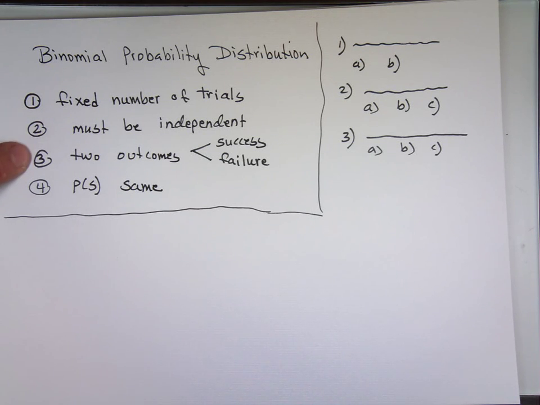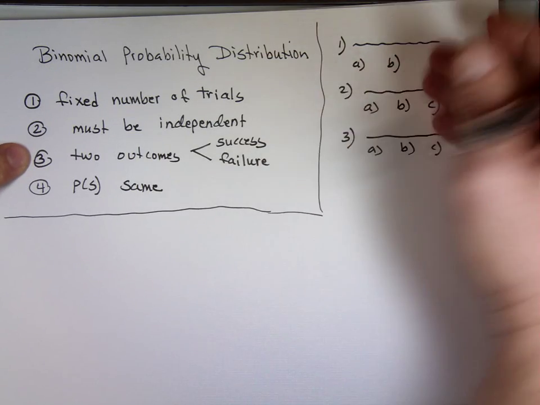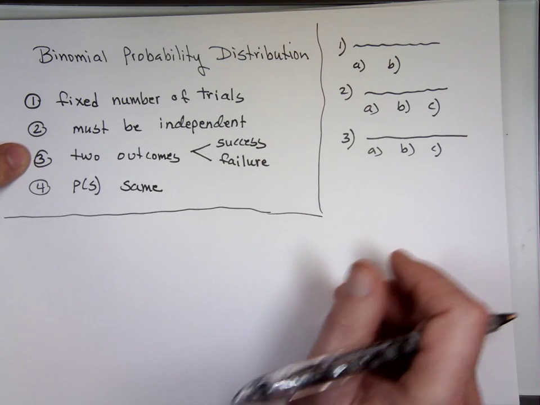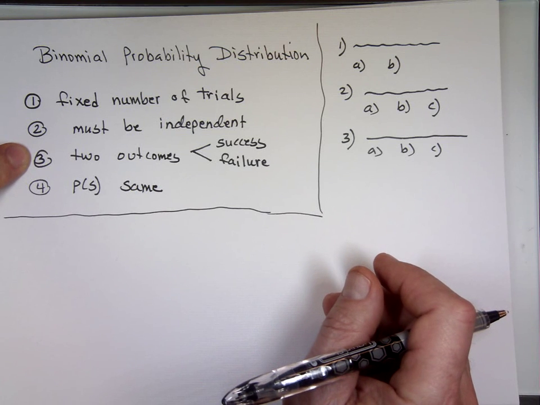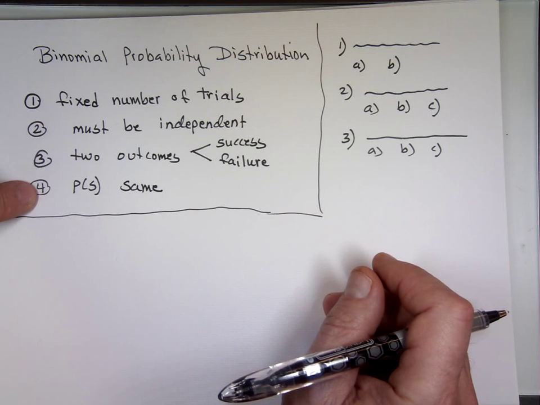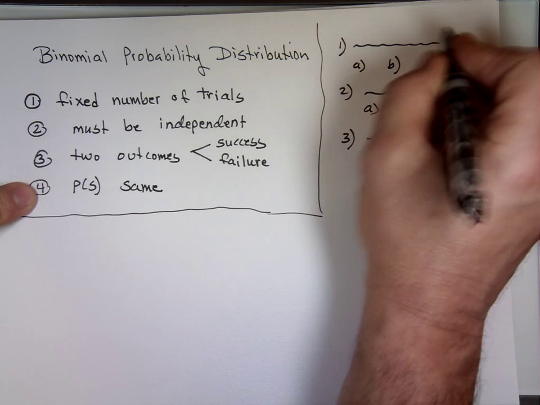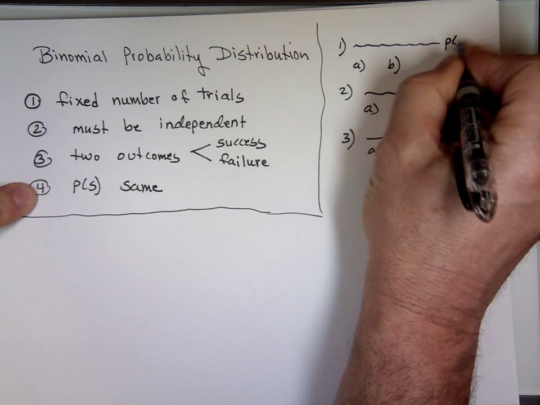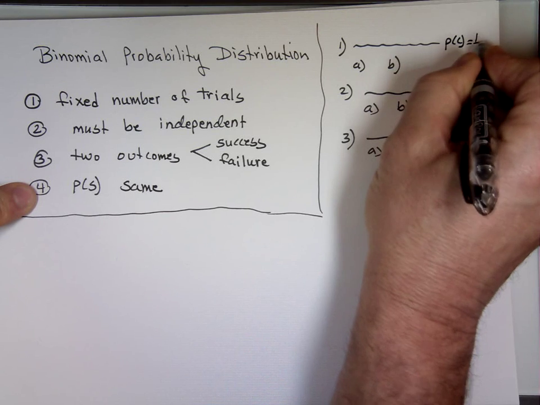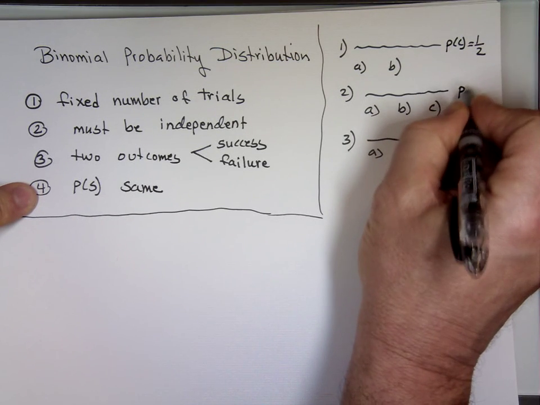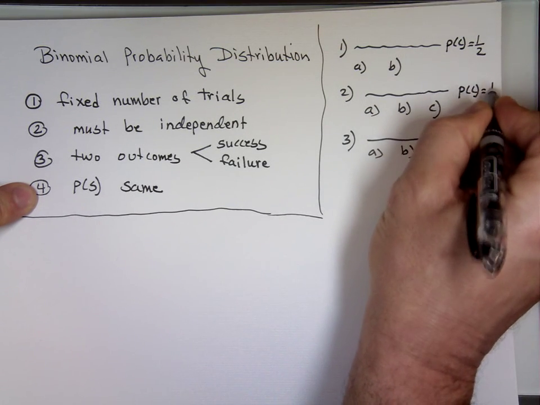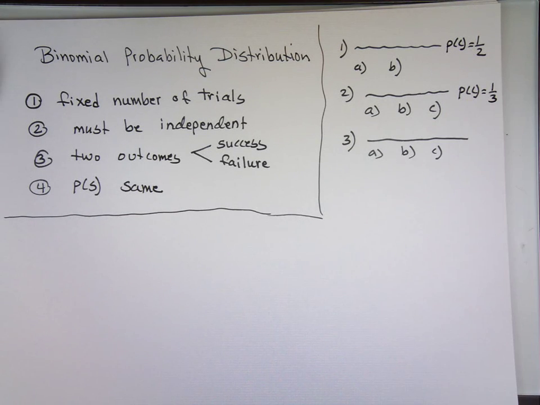And we have two outcomes. Well, they're not two. There are three outcomes here, 3 and 2, but you can reduce them to two outcomes, as Trent said, success and failure. But here's where they fail. The probability of success must remain the same. What is the probability of guessing the correct answer here? 1/2. What's the probability of guessing the correct answer here? 1/3. That's not the same. It's not a binomial.